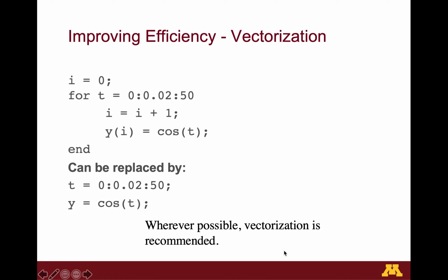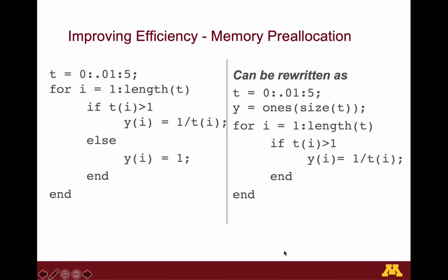First, we generate t as a vector, 0 to 50 with a step size of 0.02. And then we directly do a cosine operation on the t vector, and we can get the y vector easily. So it's pretty straightforward, and it's called vectorization. Whenever possible, vectorization is recommended because it's a way to improve computing efficiency.